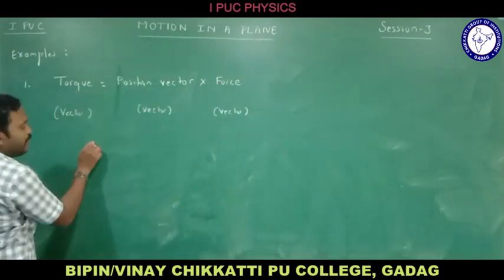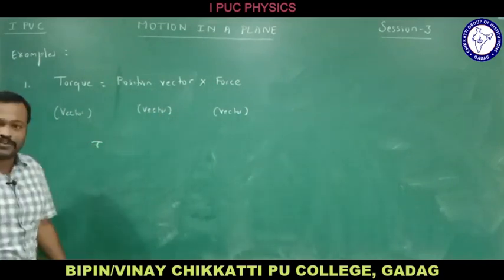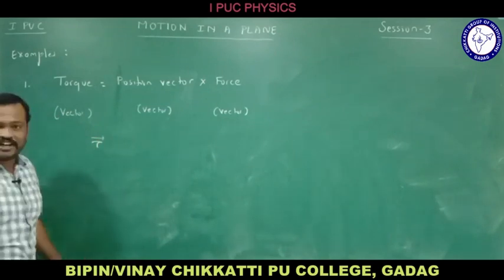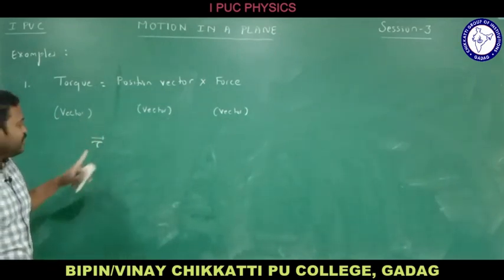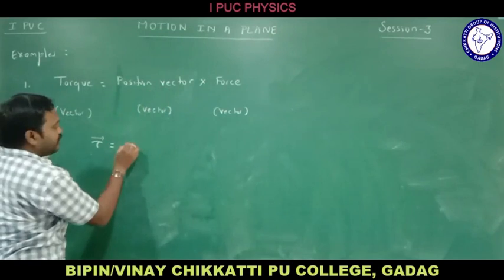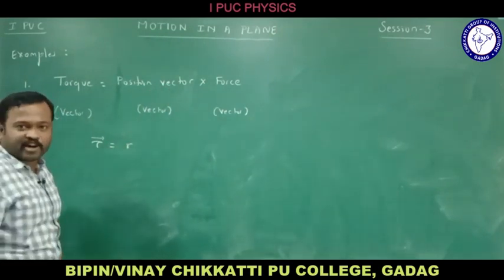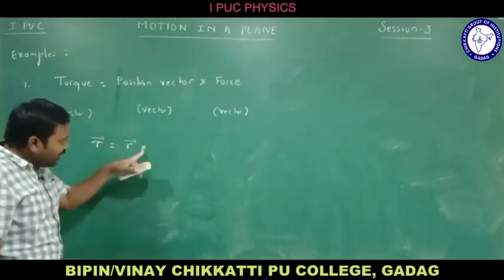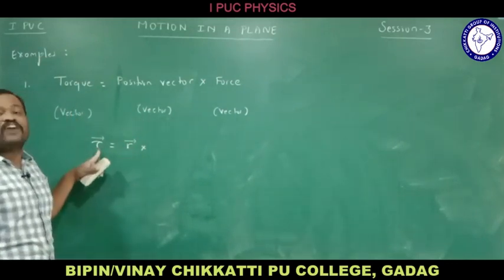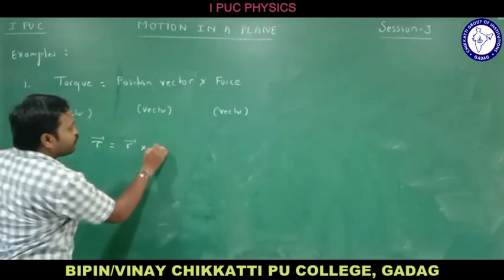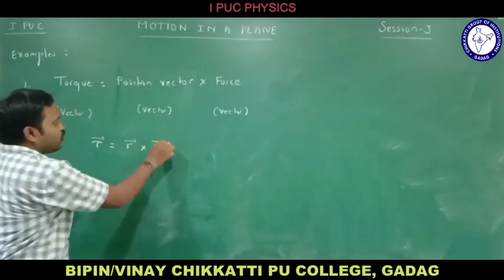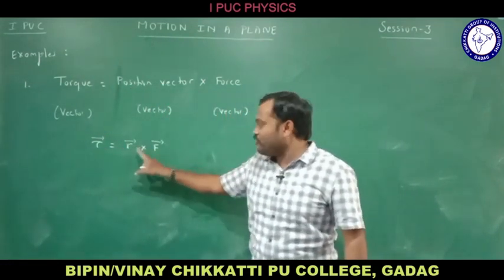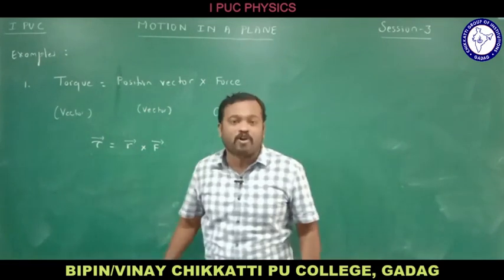Torque is denoted by tau. If I write tau, shall I write an arrow mark on it? Yes, I need to write it, because it is a vector quantity. Tau is equal to, position vector is denoted by small letter r. Shall I write an arrow mark on it? Yes, because it is a vector quantity. Now I will write cross. Why did I write cross? Because the result is a vector quantity. Force is denoted by F, so that is r cross F. What is the formula for tau? r cross F. Position vector into force gives torque.